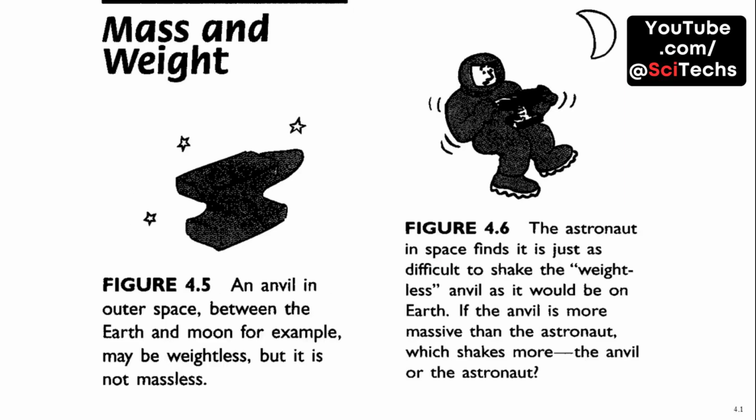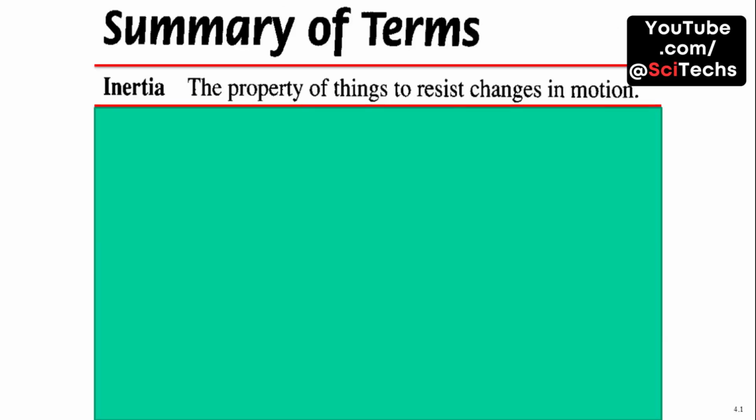It may be weightless, but it is not massless. An astronaut finds it difficult to shake a weightless anvil in space, just as it would be on Earth. The more massive the anvil, the harder it is to shake. Inertia is the property of things to resist changes in motion. It is a fundamental concept in understanding how objects behave when forces are applied.